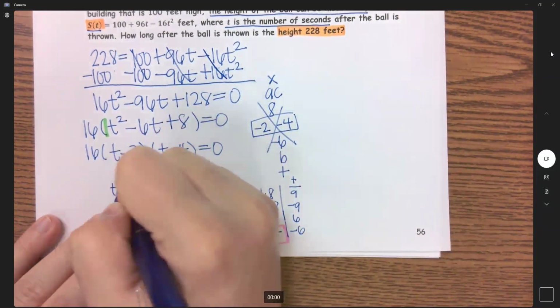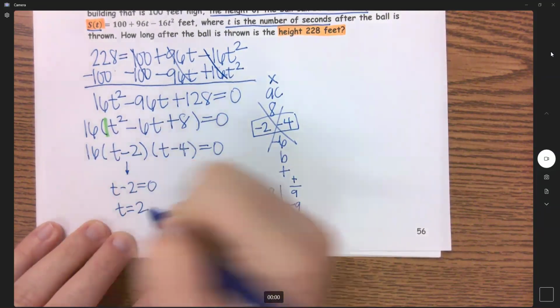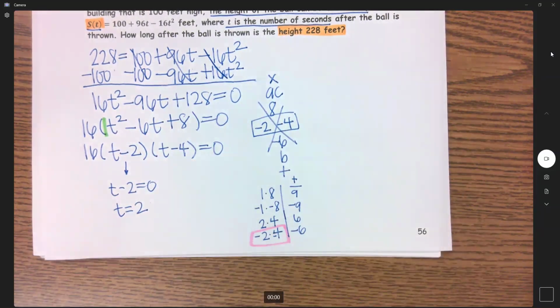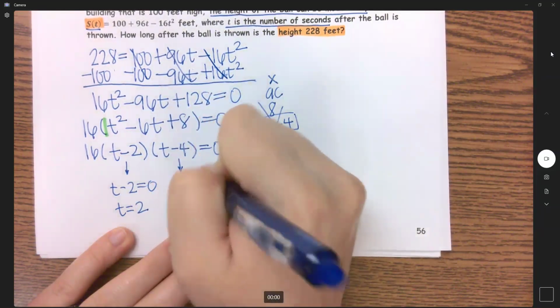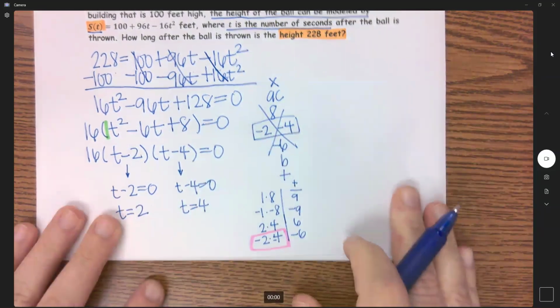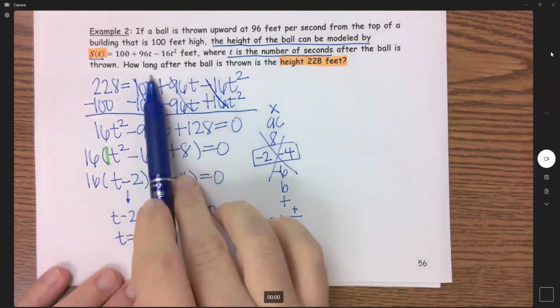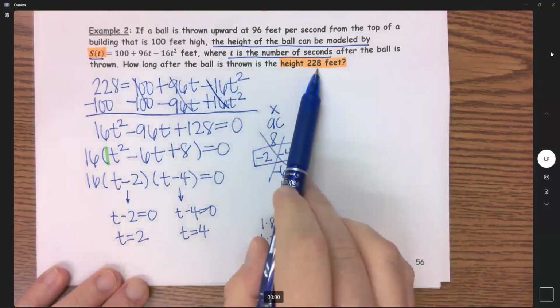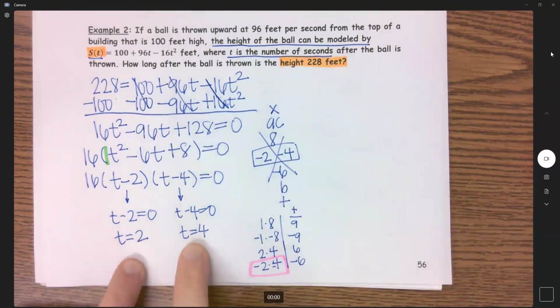So when I set t minus 2 equal to 0, we're going to get t equals 2. And when I set t minus 4 equal to 0, we're going to get t equals 4. Now, word problems need word answers. It wants to know how long after the ball is thrown is the height 228 feet. These two times right here.